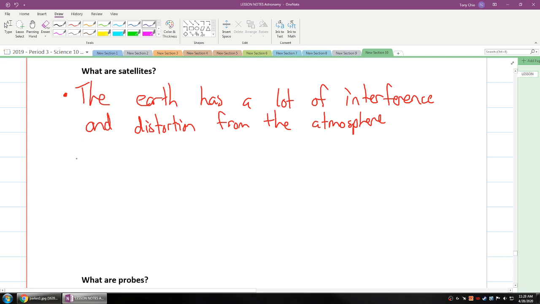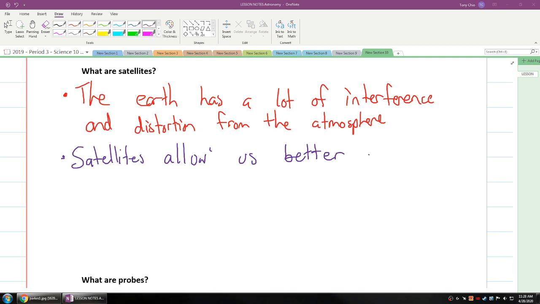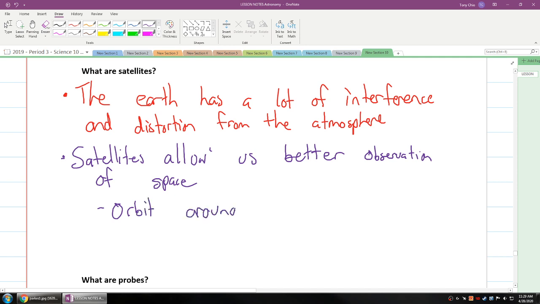So what happens is satellites allow us better observation of space. And what they do is they orbit around the Earth, above the atmosphere.